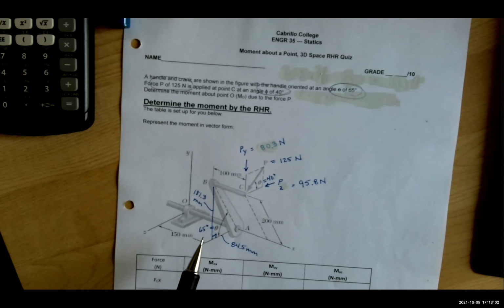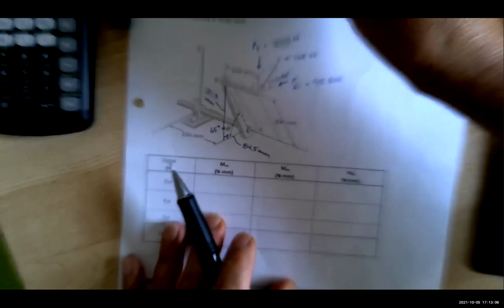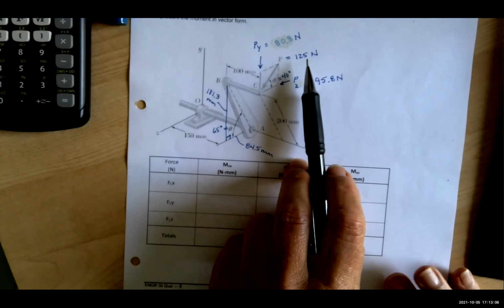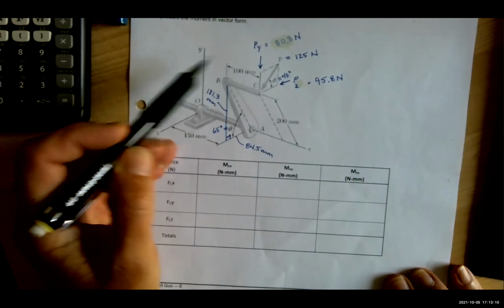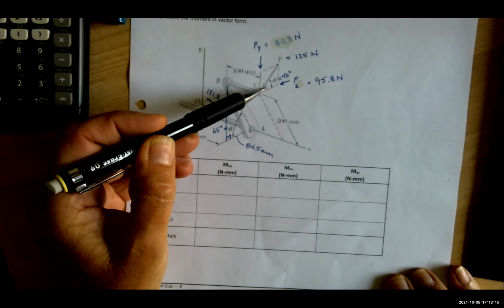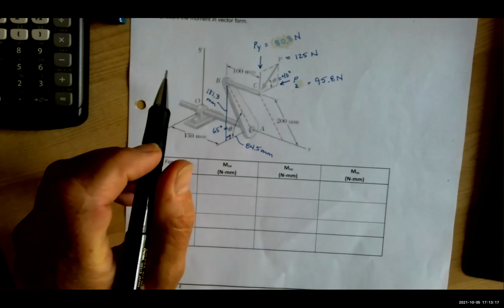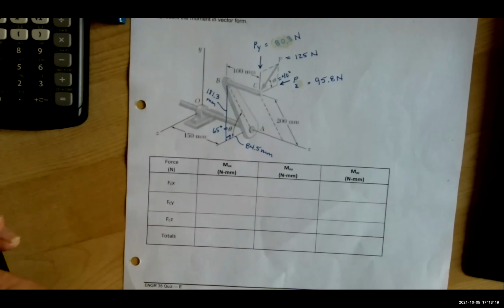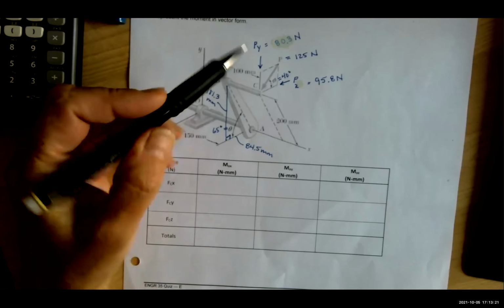So the first thing really you need to do is find the components of p. So that's what I did. P was given as 125. I found out what the y component is, which is right here. And I found out that the z component is right here. And there is no component of this force in the x direction. So how do I know this?